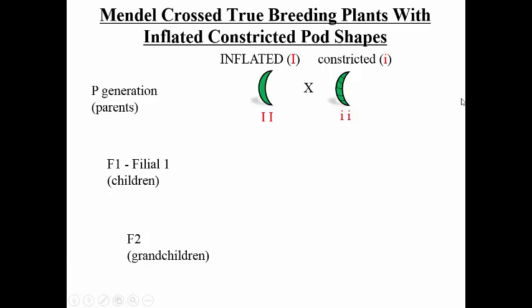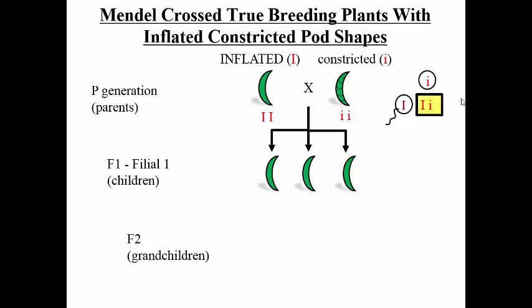So if we cross those two, what happens is the one on the left, the big I, has to donate a sperm, and its only option is to donate a big I. The little I genotype has to donate a little I egg, and the only option is to donate that type of egg. If we draw a square, unite that sperm and unite that egg, we get the genotype big I, little I. In other words, all the F1 generation had to be big I, little I. And if they're big I, little I, they all have to possess inflated seed pods, as you see there.